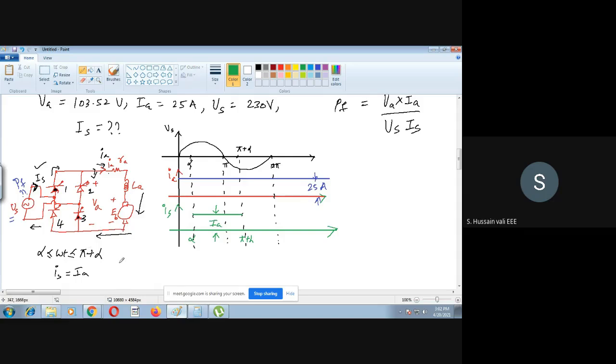What is the situation from the next one? That is from pi plus alpha less than or equal to omega t less than or equal to 2 pi plus alpha. So next to 180 degrees, what is the value? Next to 180 degrees, which thyristors will conduct? If you observe carefully, you will understand yourself.